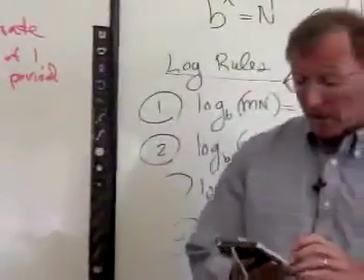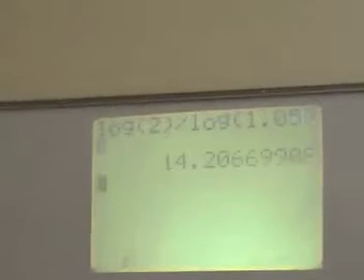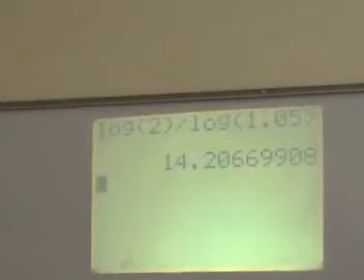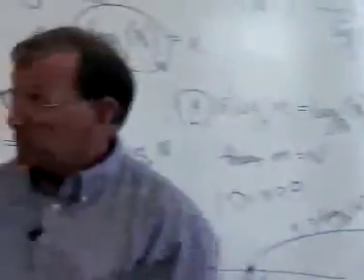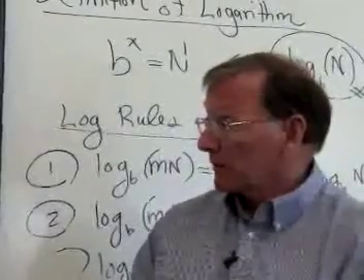I can't do that one in my head. So here is the common log of 2 divided by the common log of 1.05, which gives you that number: about 14 years, 14.2 years for you to double your investment. Again, that looks about reasonable to me.